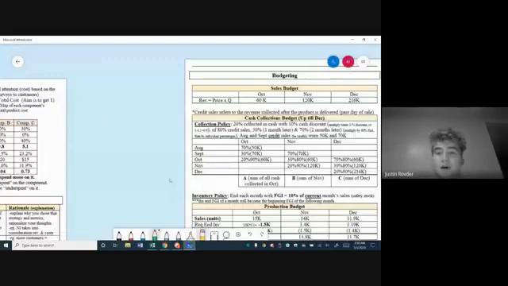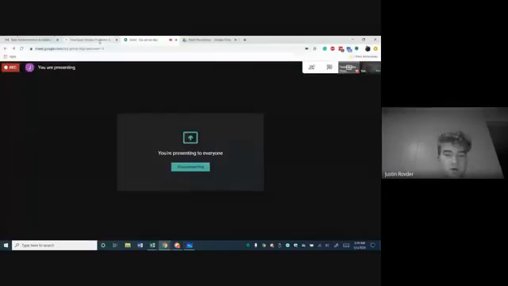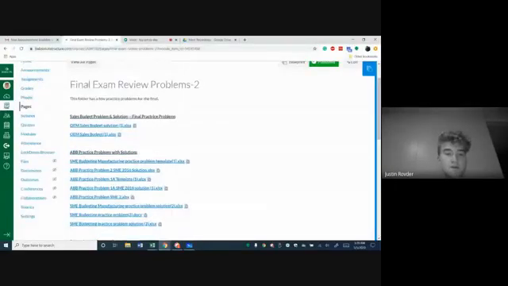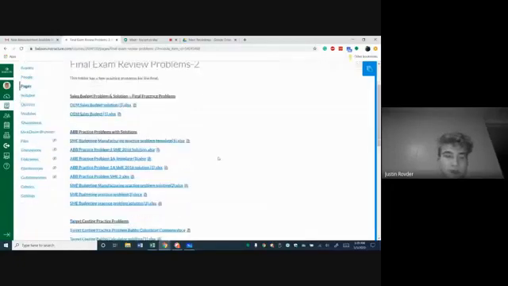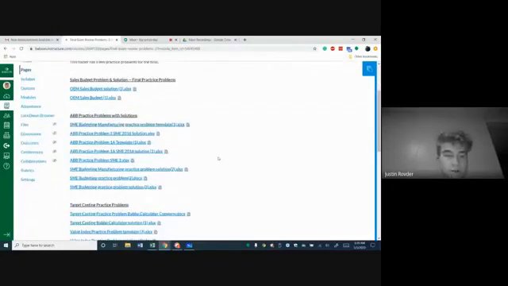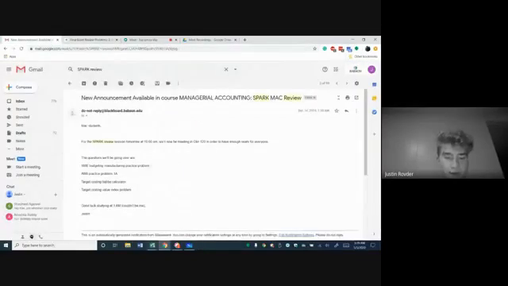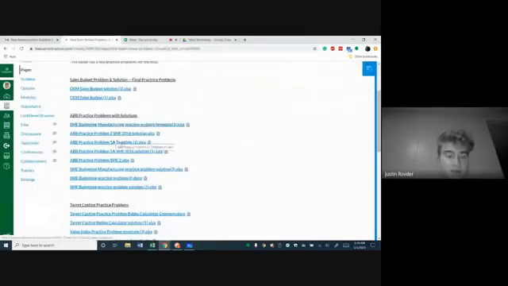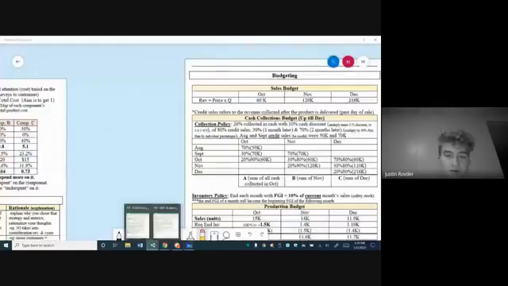Okay, so for this second part of budgeting, for the practice problem, we're going to be focusing on cash collections, the sales budget, and some stuff at the end of this cheat sheet. So to start, again, go to modules, go to the last module, go to final exam review problems 2, and we're going to be focusing on ABB practice problem 1 template and solution. So I'm going to pull up my cheat sheet, pull up this practice problem.